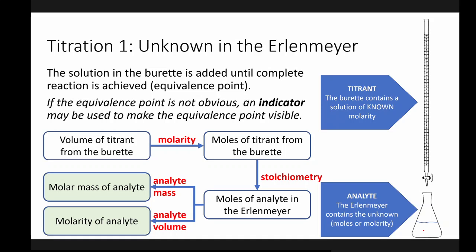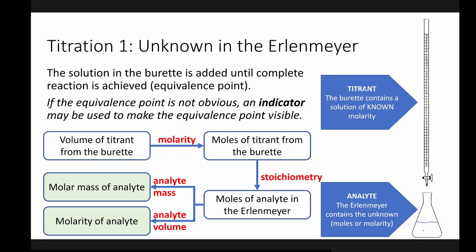Knowing the stoichiometry between these two is important, because then from the moles of titrant that are added, you can calculate the number of moles in the analyte in the Erlenmeyer. And from that, if that analyte was a solution of unknown concentration, you can get the molarity of the analyte from the moles and the volume.